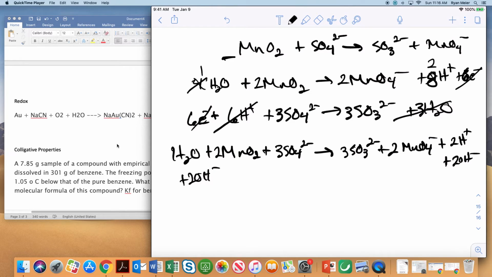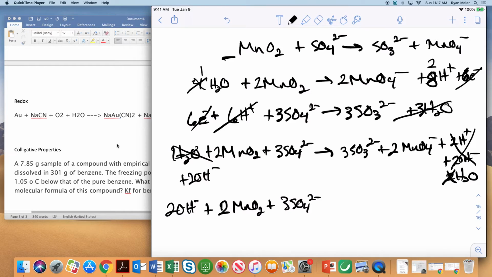Well, if I do that, that's going to leave me with 2OH minus. Well, let me not get ahead of myself. Over here, these two things will combine to make 2 waters, one of which will cancel out the water on the opposite side. So at the end of all this, I'm going to have 2OH minus plus 2 MnO2 plus 3 SO4 2 minus going to 3 SO3 2 minus plus 2 MnO4 minus plus 1 water. That would be my balanced reaction if I was in a basic solution instead.